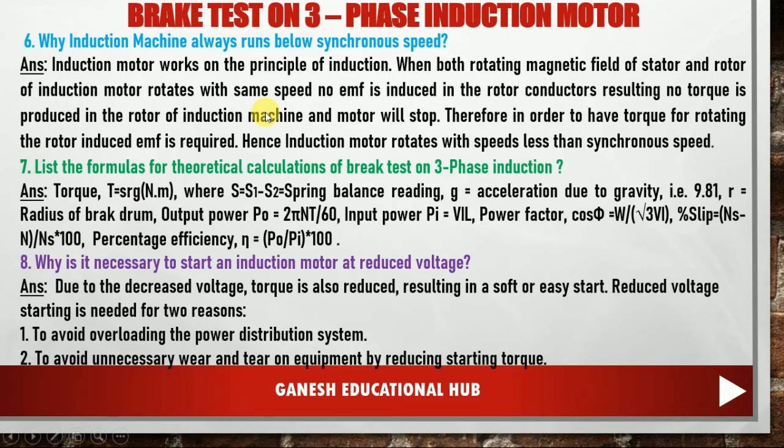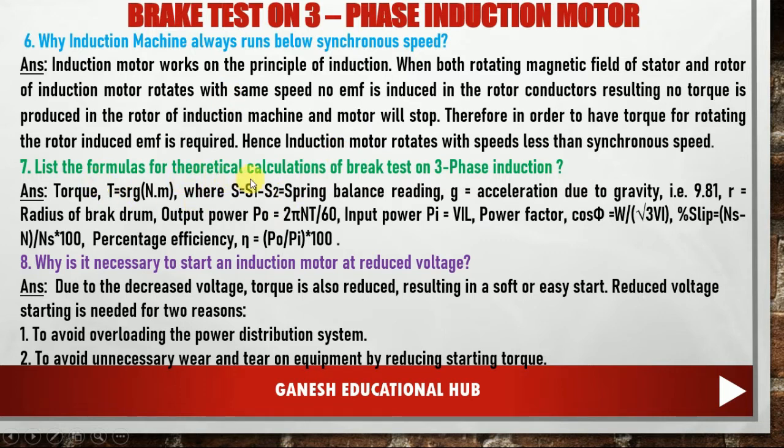Sixth question: Why does an induction machine always run below synchronous speed? The induction motor works on the principle of induction. When the rotating magnetic field of the stator and the rotor rotate at the same speed, no EMF is induced in the rotor conductors, resulting in no torque in the rotor and the motor will stop. Therefore, to have torque for rotating, the rotor induced EMF is required. Hence, the induction motor rotates at a speed less than synchronous speed. This is the reason an induction motor always runs below synchronous speed.